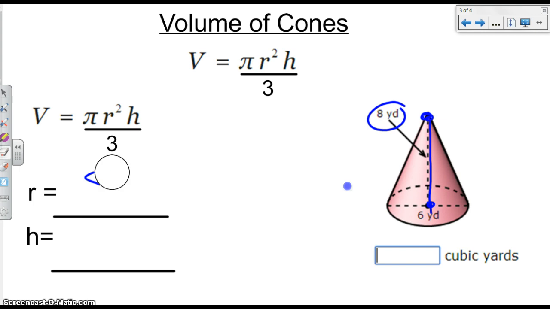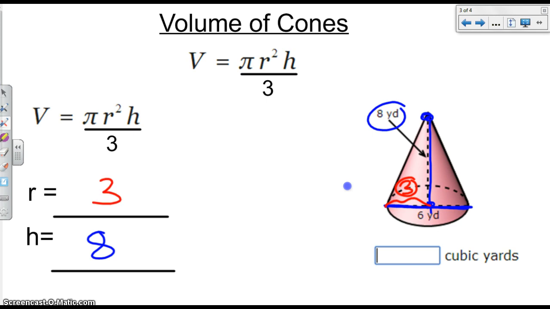Oh, see, Siegel caught himself. See, you guys got to do that too. When you're doing your problems, make sure you catch yourself. We have 8. And now r, we know, stands for the radius. And we know the whole diameter is 6. The radius is half of the diameter. So what's 6 divided by 2? It's 3. So now our r is 3.